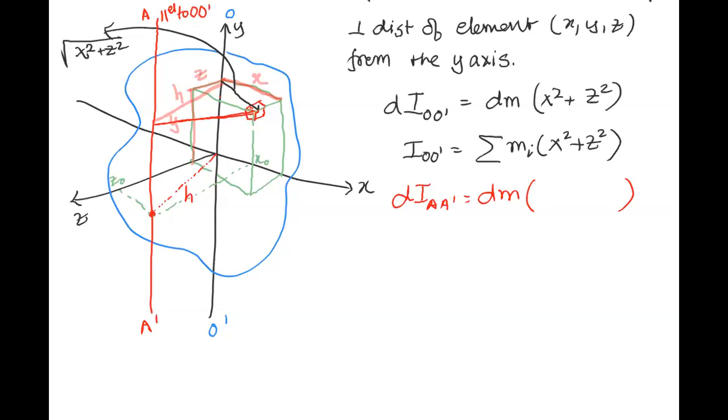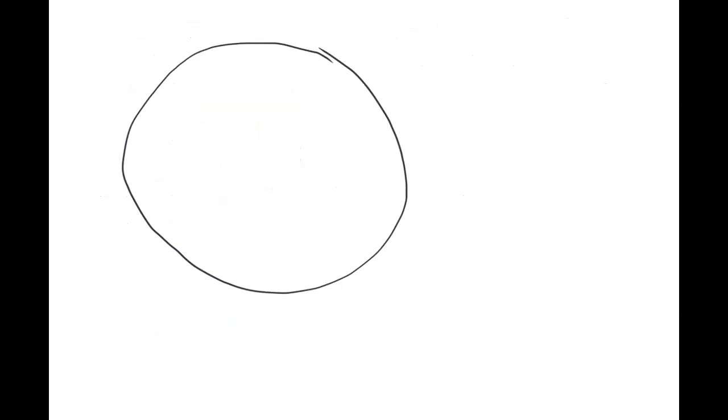So basically, if you are looking at the thing from the top, the object will not appear as a circle, okay. This is the AA dash axis. The element is somewhere here. Okay.